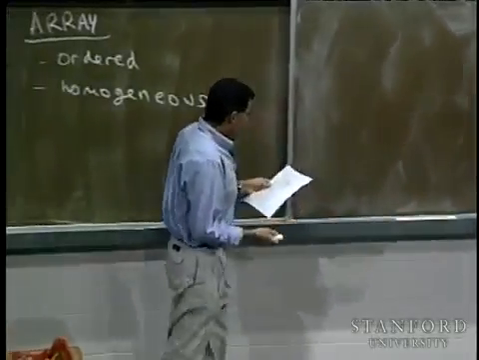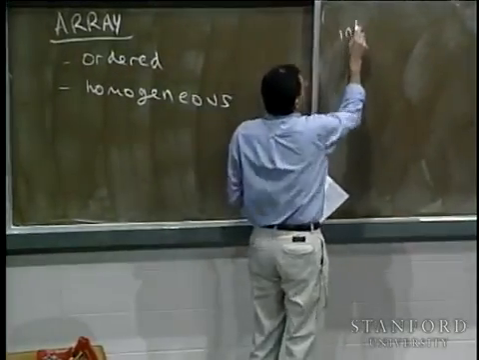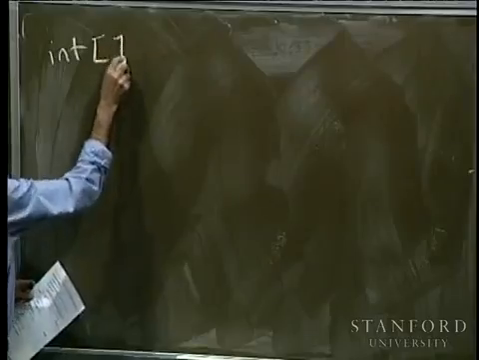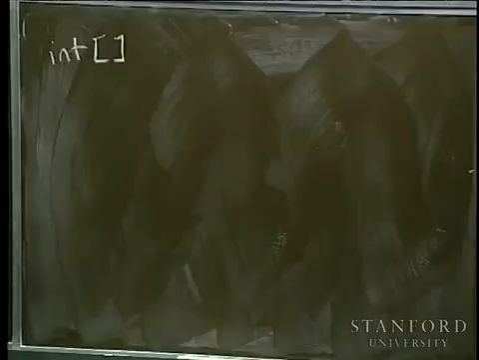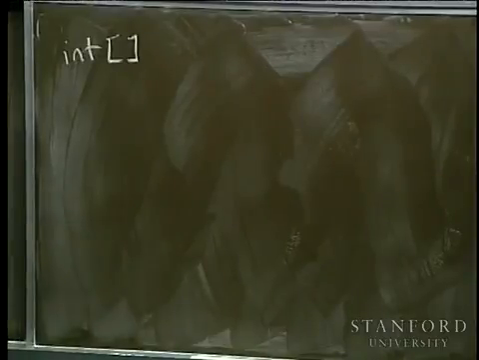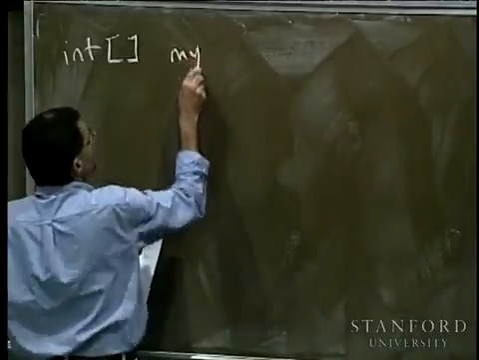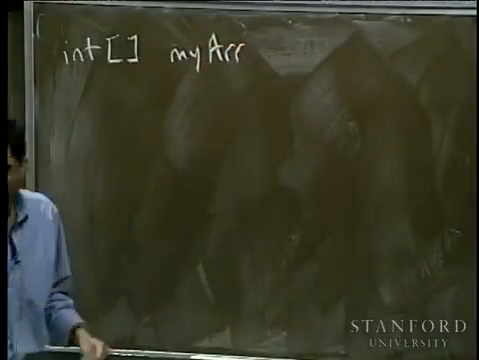All right, so how do we actually declare an array? First, we specify the type of the thing we want to have in that array. Then we have an open bracket, closed bracket. That's going to indicate to the computer that this is an array of this type, int. Then we give it a name. Let's just call this, I'm going to call it myArr for my array.